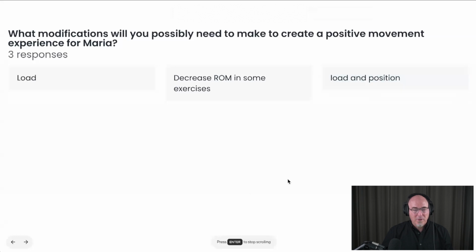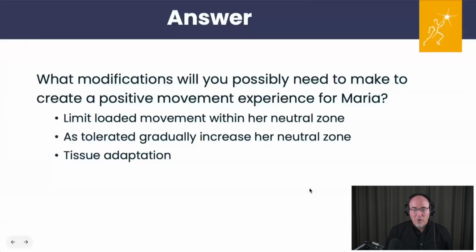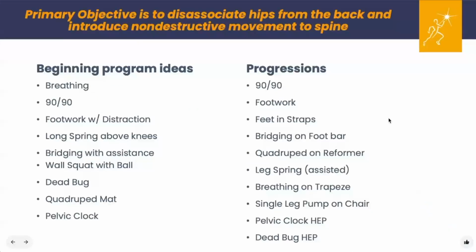Decreased range of motion, like says, perfect. Load and position, yep, we're on it. So limited load movement in her neutral zone is tolerated. Gradually increase her neutral zone and be thinking of tissue adaptation. So we want to go to ranges where she can feel the load, but not discomfort, not pain. But this is just a good example of some exercises that I would do with Maria.